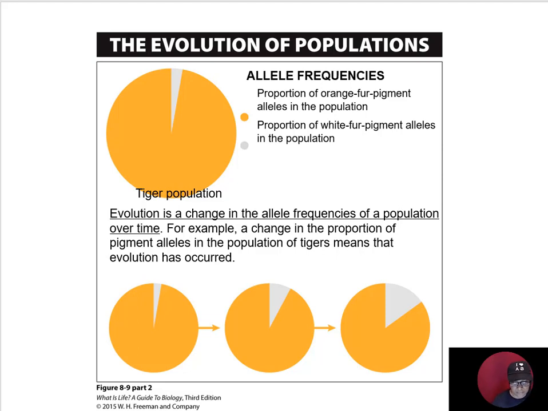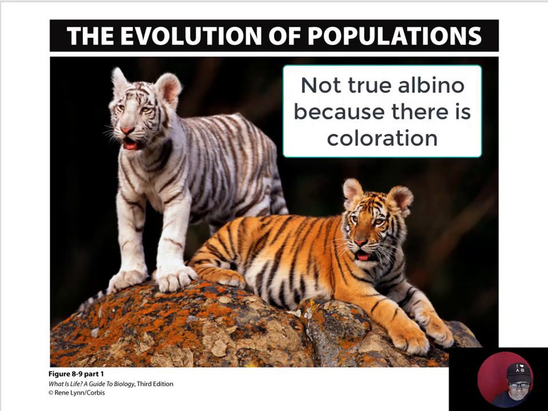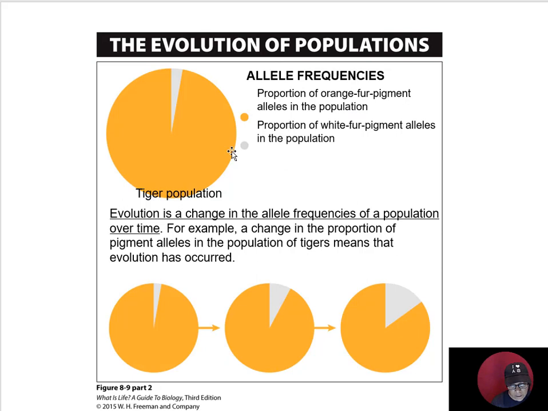So here we have, we were just looking at those tigers, right? Let's just go back to that image of the tigers. Here we have the regular tiger coloration that we're used to, the sort of orange on black, and then here we have an albino tiger. In this orange color, we have the proportion of orange fur pigment alleles in the population, when we look at this pie chart. And then we have this small gray sliver, which is the proportion of white fur pigment alleles in the population of tigers.